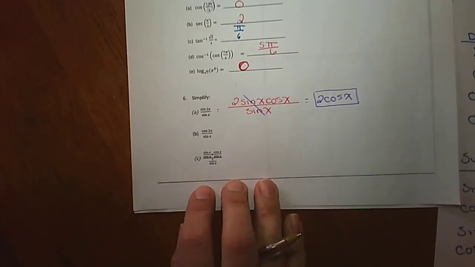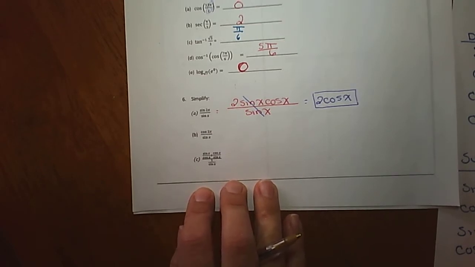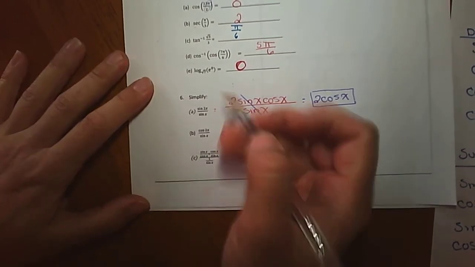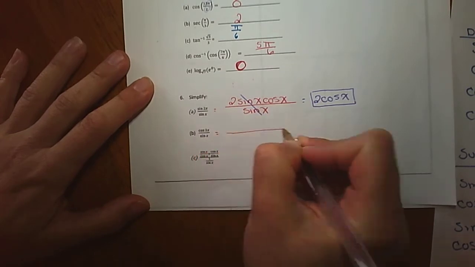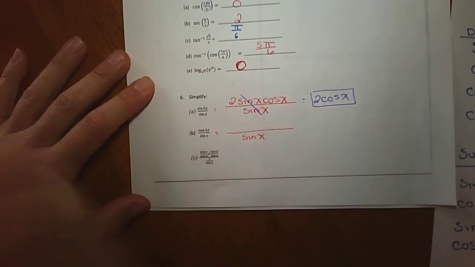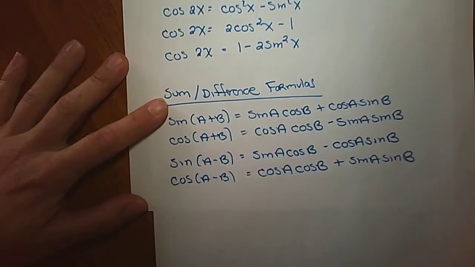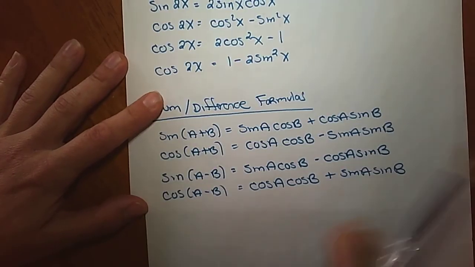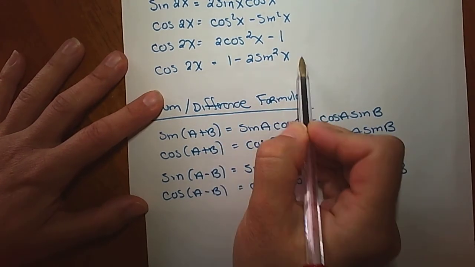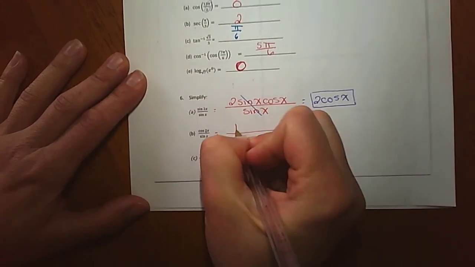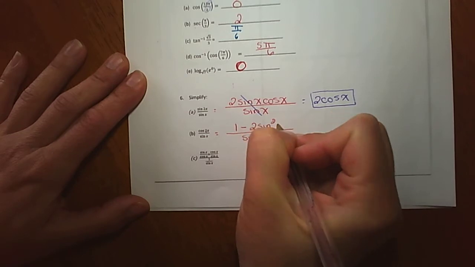All right, now the next one. It says cos 2x all over sine x. Now, a lot of you gave me equivalent answers, but not necessarily the simplest. So the denominator is sine x. I'm going to start with that. Now, we have 3 different choices for cos 2x, right? These are the 3 different options. Considering the denominator had a sine in it, I'm going to go with the one that has sine in it, 1 minus 2 sine squared. So I'm going to put 1 minus 2 sine squared x.